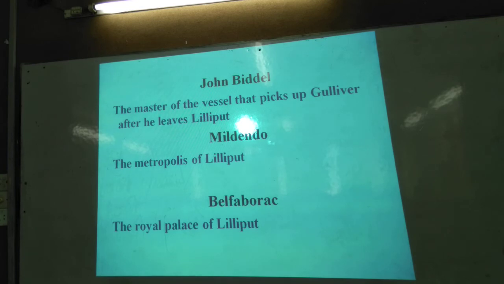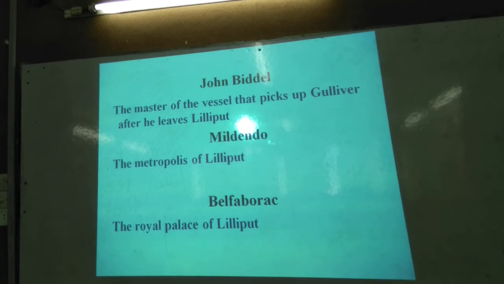There are some other minor characters. John Bedell, the master of the vessel that picks up Gulliver after he leaves Lilliput. Whenever he intends, he makes a small ship with the help of Lilliputian people, and he himself rows in the middle of the ocean, and when he reaches there, he gives a signal. At that time, John Bedell, the captain, understands that the man may be English. So he comes very close to Gulliver's boat, rescues him, and takes him to his own land.